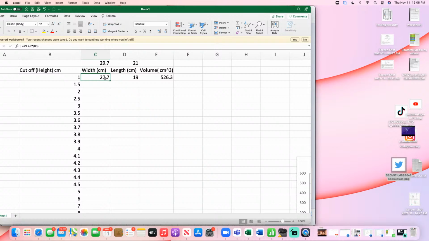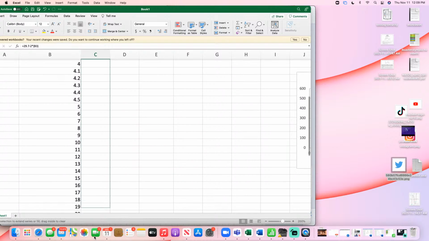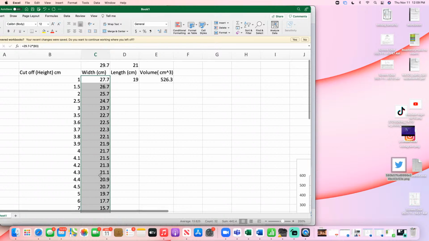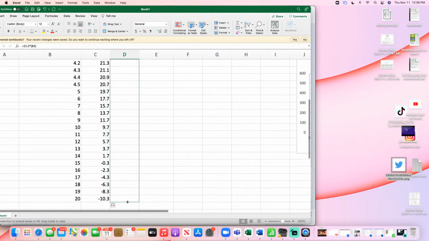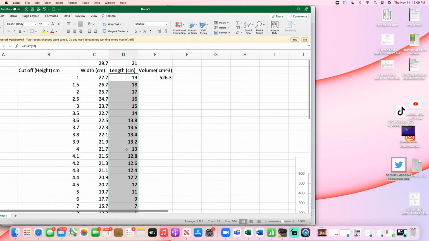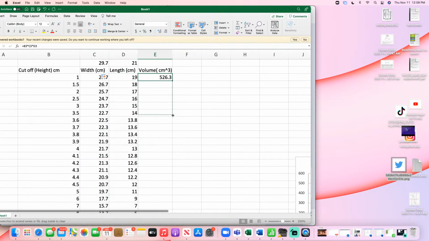I call it the white Jesus and black Jesus method. You see that white cross? As soon as the white cross turns to a black cross at the corner, you see that? So the white Jesus becomes a black Jesus. Then you just drag it down, and it does everything for you. So you see subtract 3, and it's 29.7 minus 3 is 26.7. You drag it down. When you write a research paper, it really helps you because you don't want to retype everything.